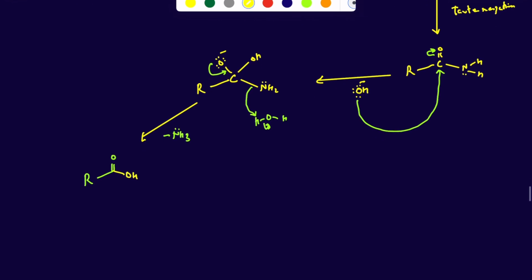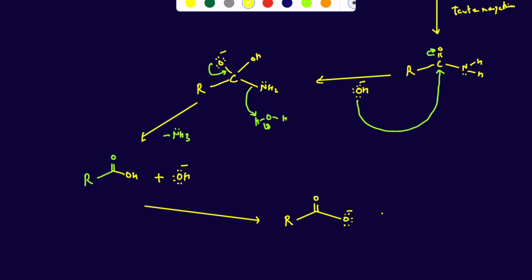So remember, this is being done under basic condition. I don't want to be leaving this with the protonated form of that acid, but rather the OH minus that you have hanging out in the solution can remove that proton and make it a carboxylate ion. So that's really the only difference that you have.